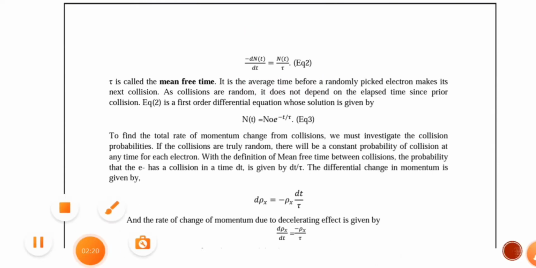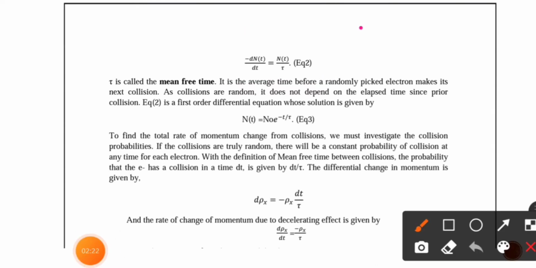In textbooks and other notes, you can see this tau as t bar. This is a proportionality constant known as mean free time. So what do we mean by mean free time? It is the average time before a randomly picked electron makes its next collision.